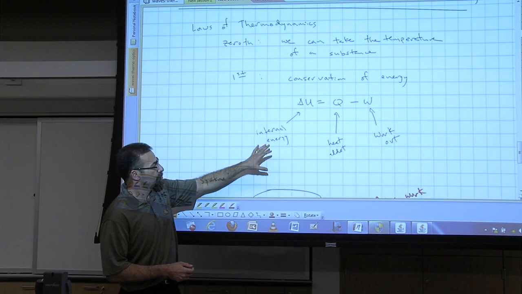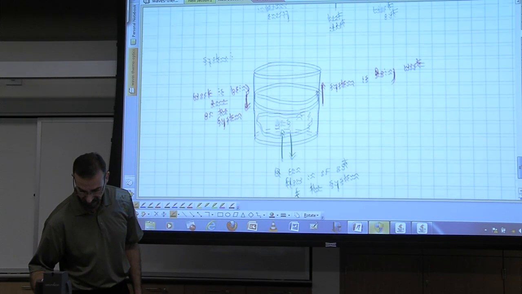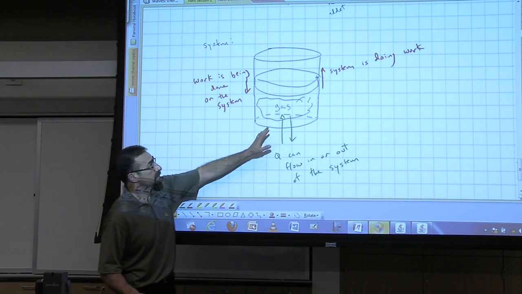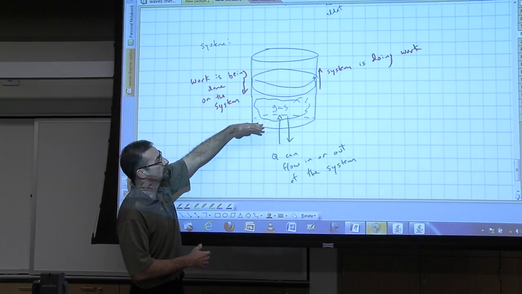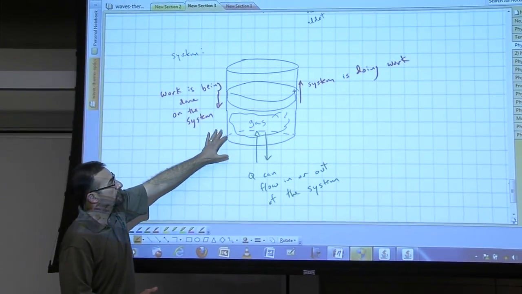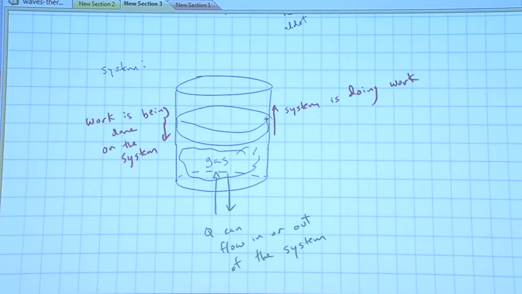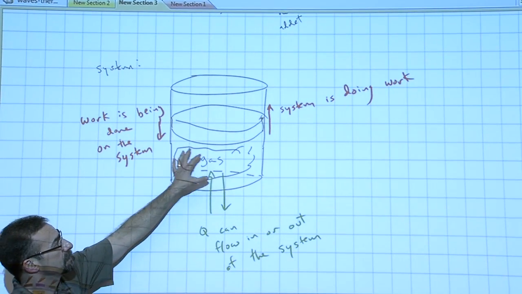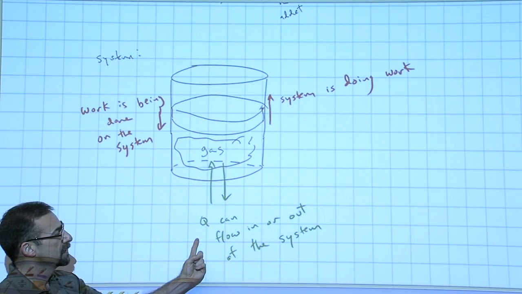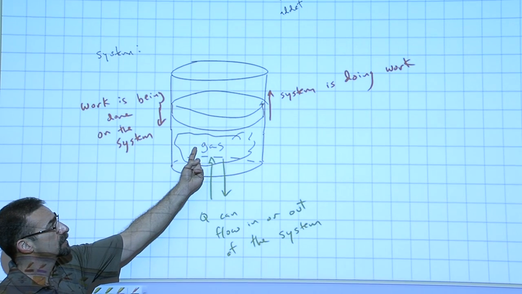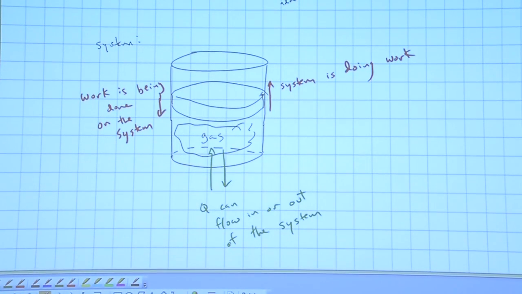Let's say we have a system that looks something like this. A piston, a cylinder with a movable top, a piston that can go up and down frictionlessly. And we have gas inside there, and that's our system. And what can we do? We want to know the energy of the system, the energy of the gas. How does that change? One way we can change it is by adding heat into the system. That would cause the energy of the gas to increase.